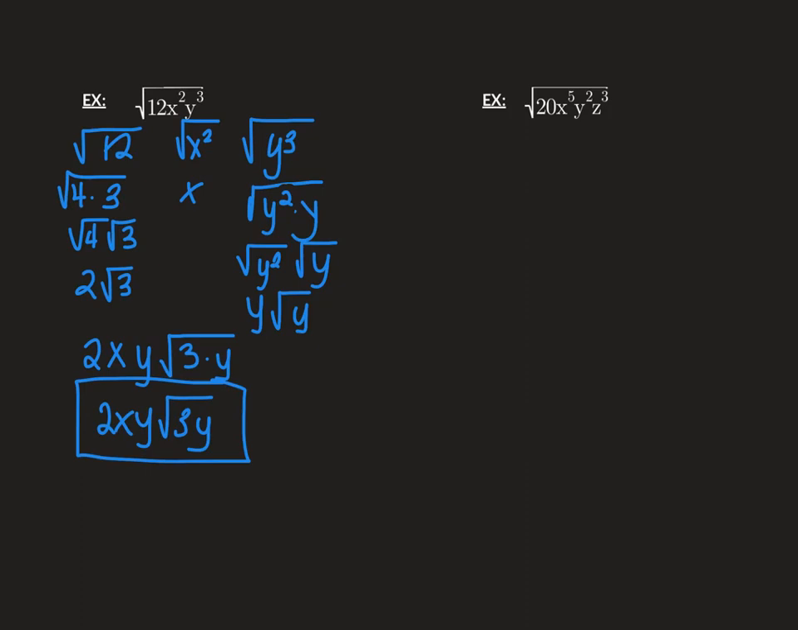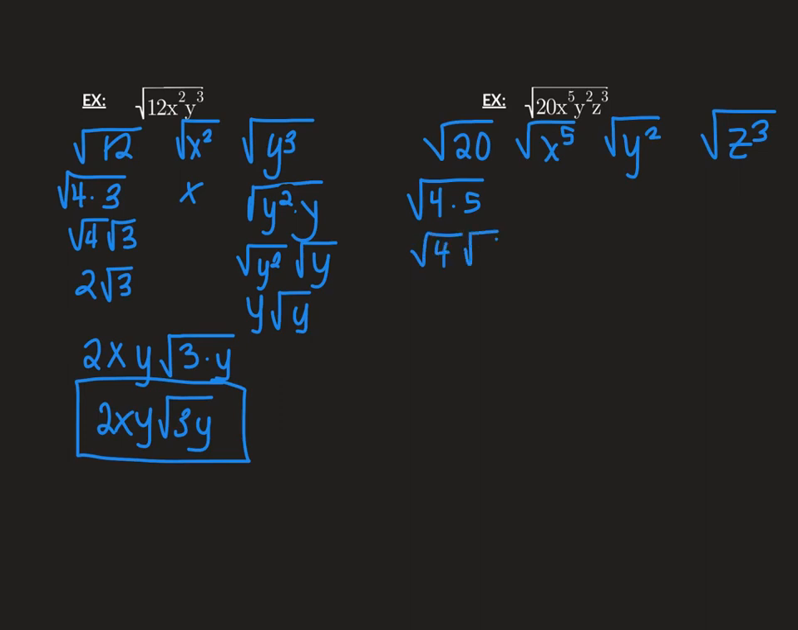Okay, hit pause. Try this last one. Okay, let's see how you did. The first thing I'm going to do is write 4 problems this time. Square root of 20, square root of x to the 5th, square root of y squared, square root of z to the 3rd. Now time to simplify. Square root of 20, well, we already know it. We've done it before, but we get 4 times 5, which is the square root of 4 times the square root of 5, which gives me 2 root 5.